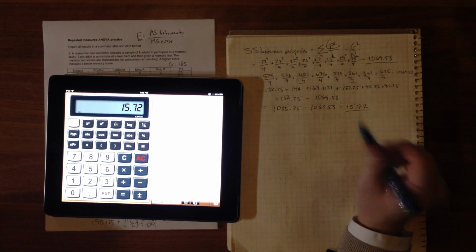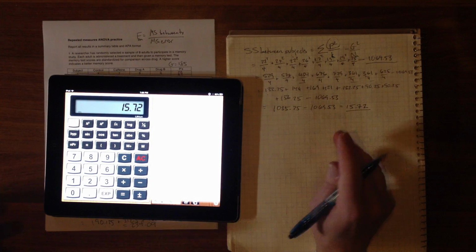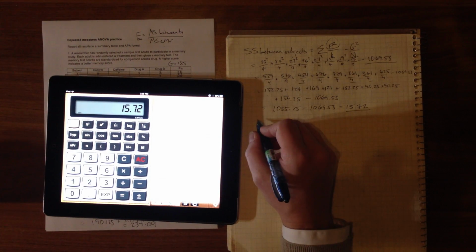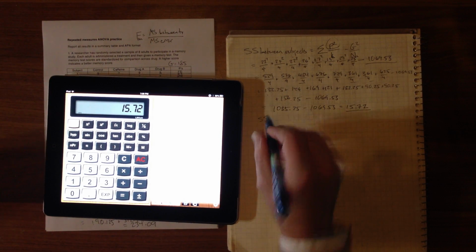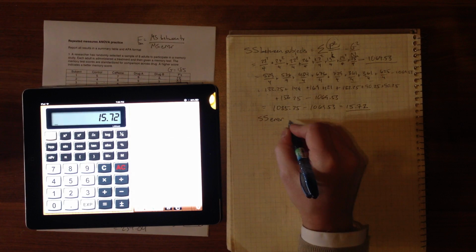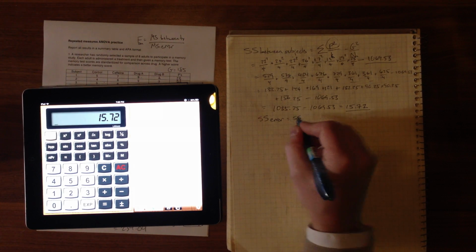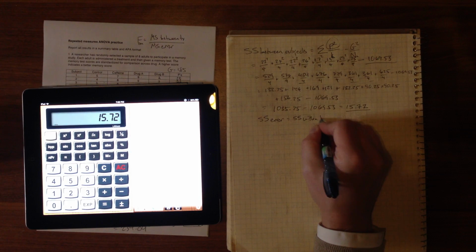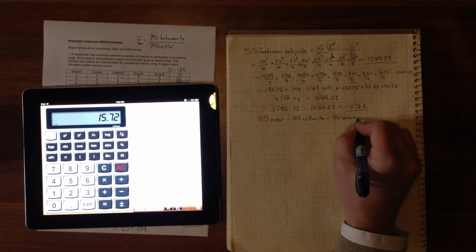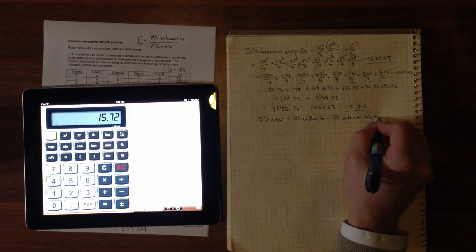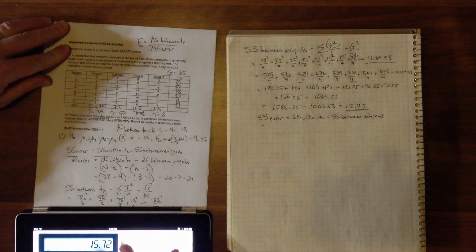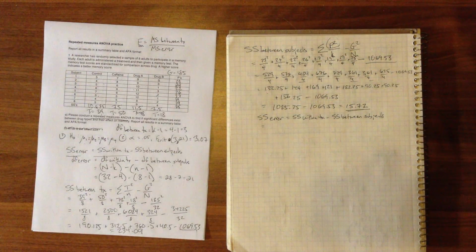We don't want mean squares for between subjects. We're going to use this in this equation: sum of squares error, that's what we want, is equal to sum of squares within treatments minus sum of squares between subjects. That's what we just calculated right here. We did sum of squares within treatments before. That was on the other page.